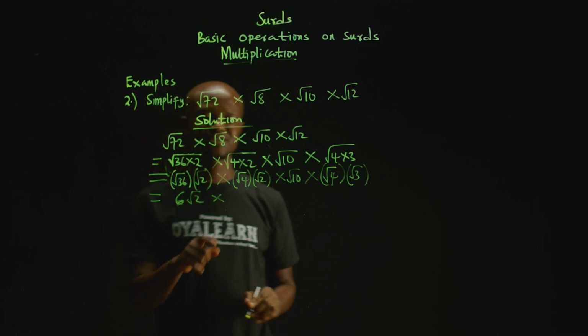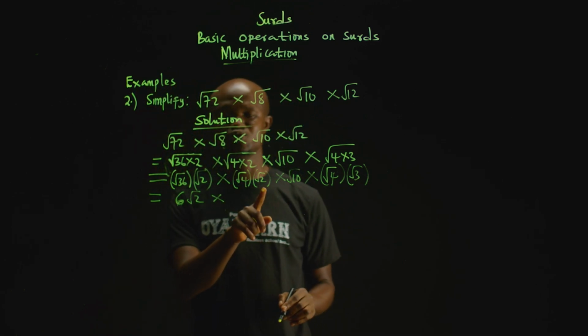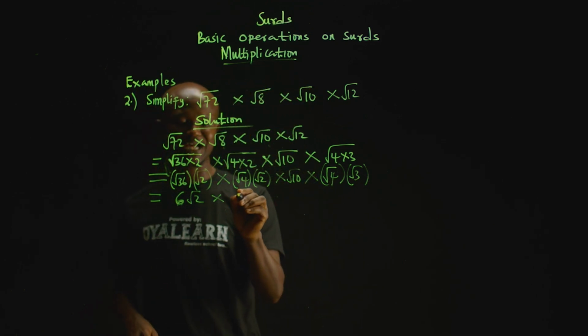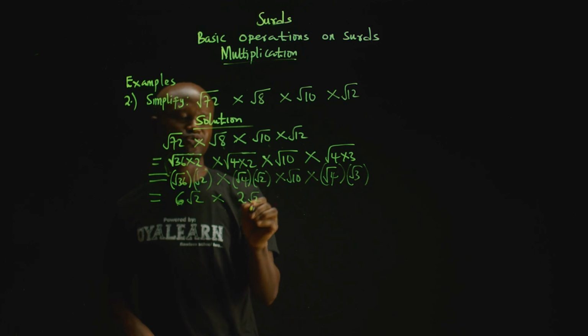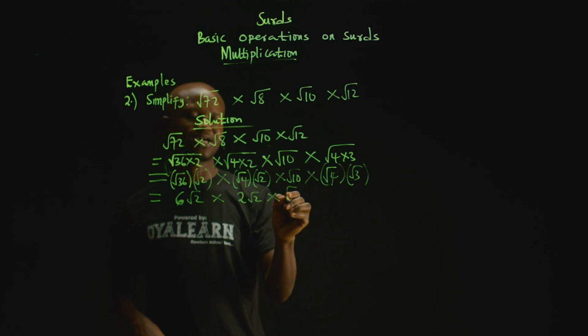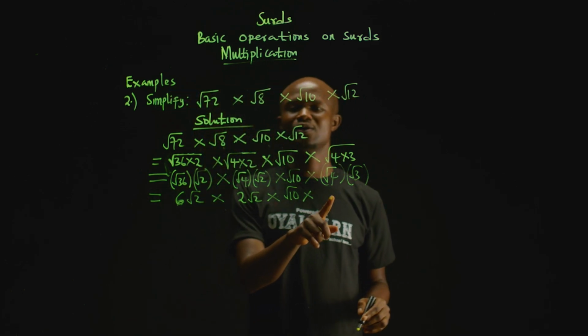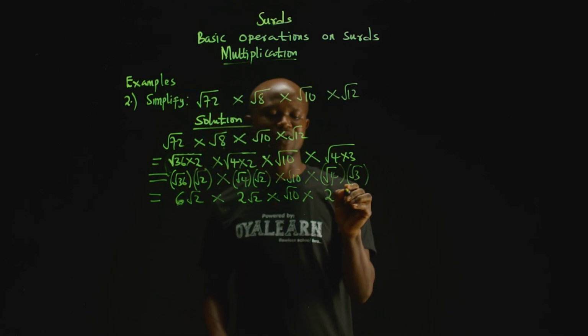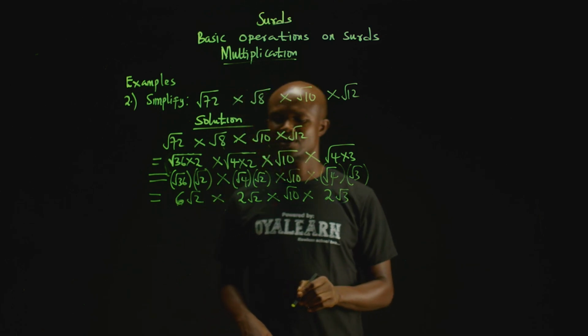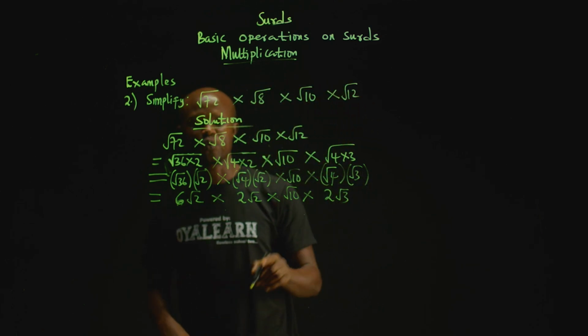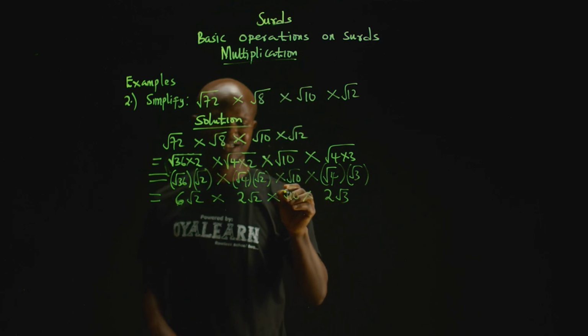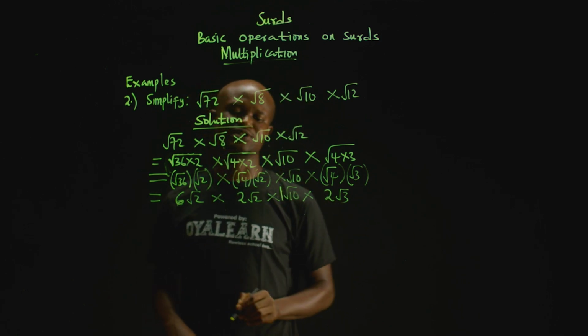Then we have root 4 times root 2 here. What is root 4? That's 2. So this will give us 2 root 2. Then we have root 10 times root 4. This will give us 2, so we have 2 root 3 here. So in this case, what is the coefficient of root 10? It is 1. We can make the 1 visible.